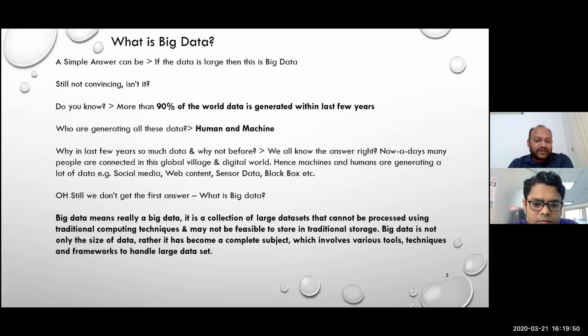Now if we'd like to define what is big data: big data is a collection of large data sets which cannot be processed using traditional processing technology, and also cannot be stored in traditional storage. That we should call a big data set. And big data is a complete subject which involves various tools, techniques and frameworks to handle large data sets.